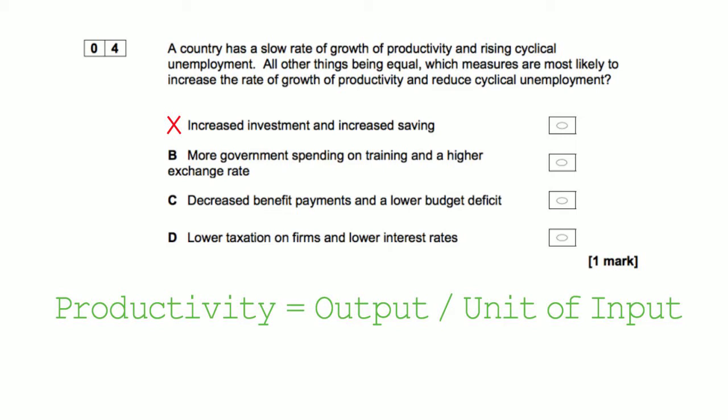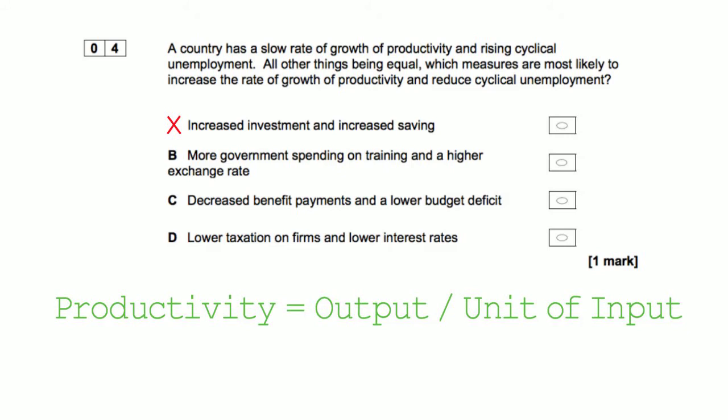Option B is more government spending on training and a higher exchange rate. If the government was to spend more on training, and maybe education as well, this would cause the productivity of workers to increase. So this policy would likely increase the rate of growth of productivity. The second part of this option is to have a higher exchange rate.